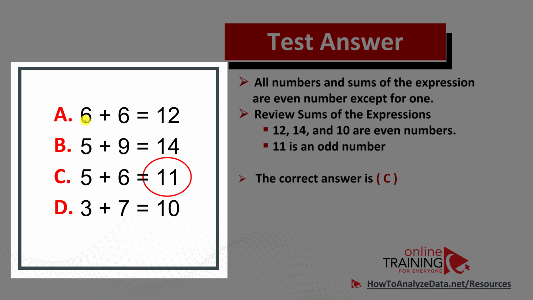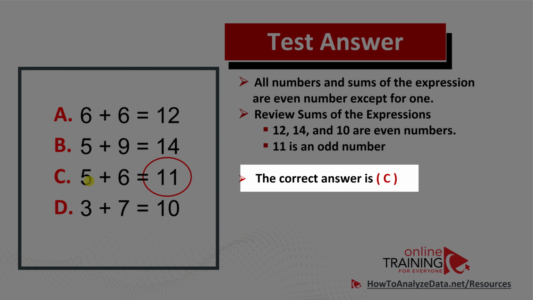If you look on the left side of the expression, you see that 6 plus 6 is the combination of even numbers, and you see that 5 plus 9 and 3 plus 7 is the combination of odd numbers. So expression C stands out because you have a combination of odd and even numbers in choice C. So the correct answer, as you might have figured out, is choice C. And there are multiple ways how you can look for clues to solve these types of challenges.